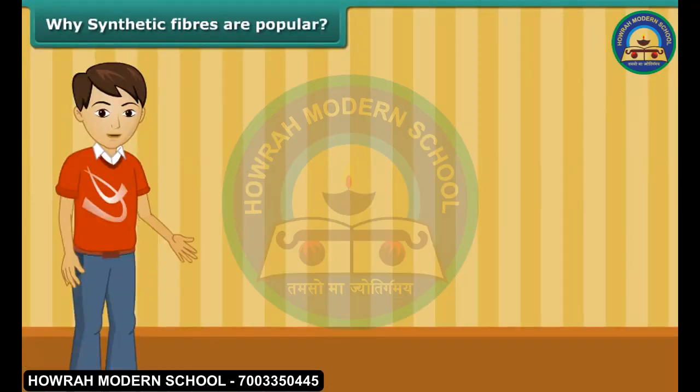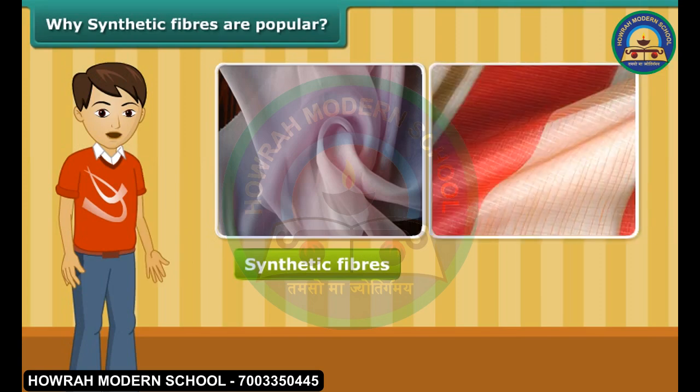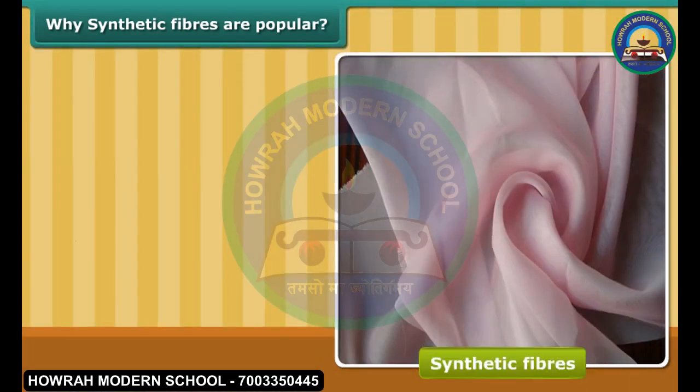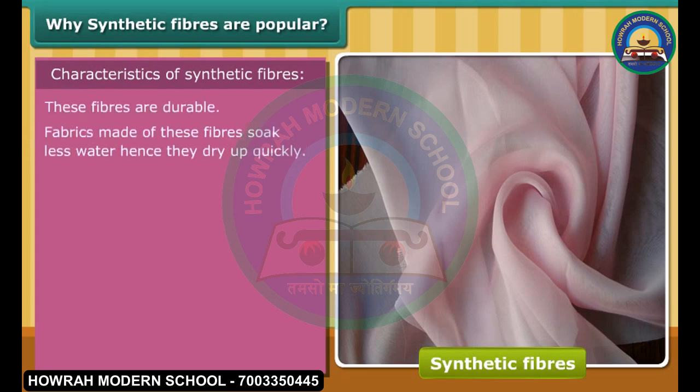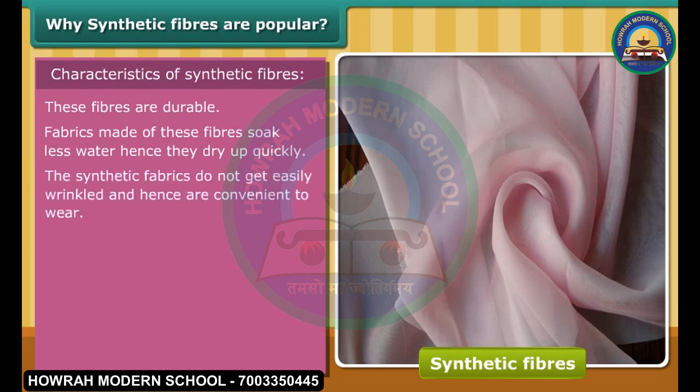By now you know what makes synthetic fibers more popular than natural fibers. Let us recall the characteristics of synthetic fibers which make them so popular among us. Because of the high strength of synthetic fibers, they can easily bear heavy loads without breaking. These are durable. Fabrics made of these fibers soak less water, hence they dry up quickly. The synthetic fibers do not get easily wrinkled and hence are convenient to wear.